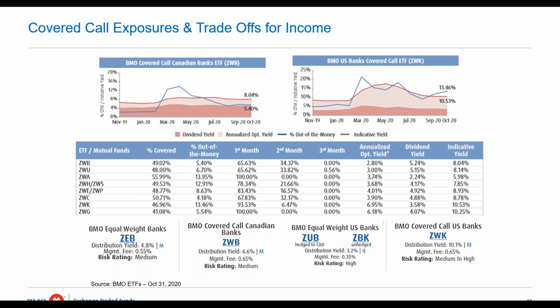So you can see the difference there in terms of the distribution and the income that you're getting from a covered call strategy. And again, what you're trading off for that is some upside growth potential. And so when you're looking at percent covered, that is telling you how much of the portfolio is making that trade-off. So how much of the portfolio has their growth capped? And in essence, when you look across these strategies, they're all right around 50%.